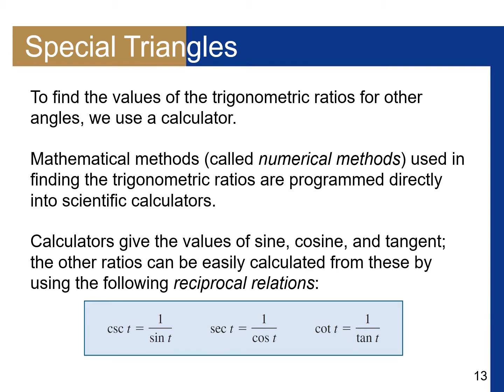Now, the math models used in finding the trig ratios are programmed directly into the scientific calculator, so you can get your values of sine, cosine, and tangent, and other ratios can be calculated from them. Again, as we said, the reciprocal of sine is cosecant, the reciprocal of cosine is secant, and the reciprocal of tangent is cotangent.